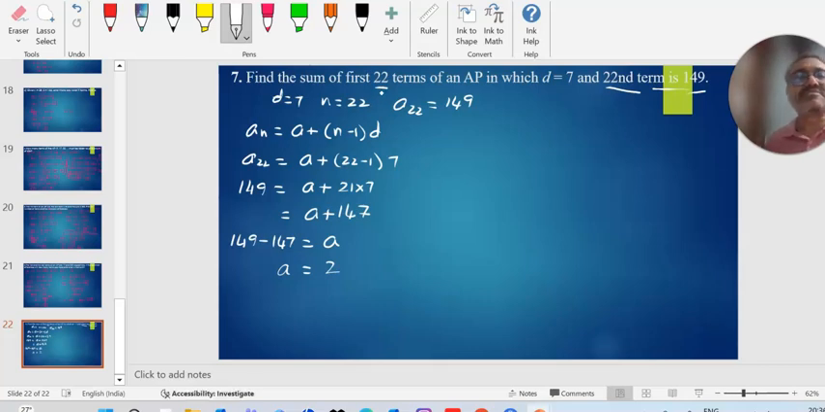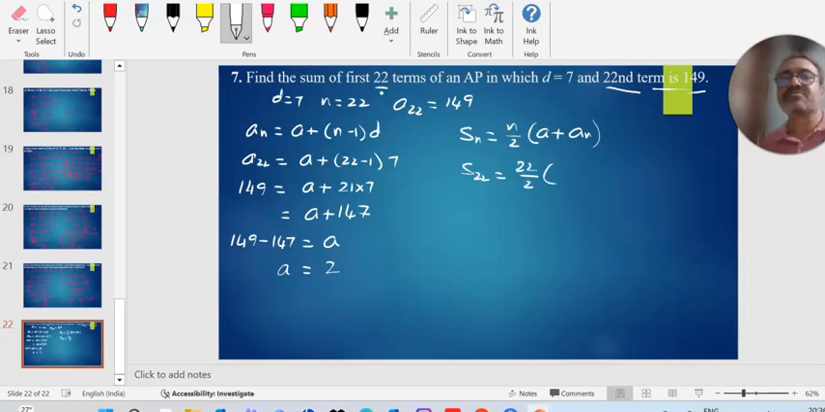Find the sum of first 22 terms. అంటే S22 మనం find out చేయాలండి. S22. Now Sn is equal to n by 2 into A plus An. ఒక టర్మ్ అంటే ఏఎన్ లేదా లాస్ట్ టర్మ్ రాసుకోవచ్చు. సో S22 is equal to n means 22 by 2 into A means 2 plus An means 149.